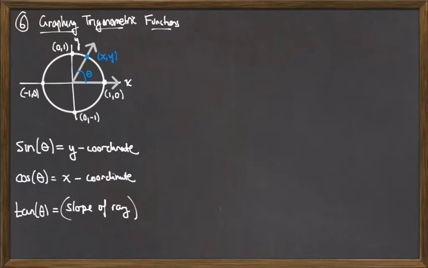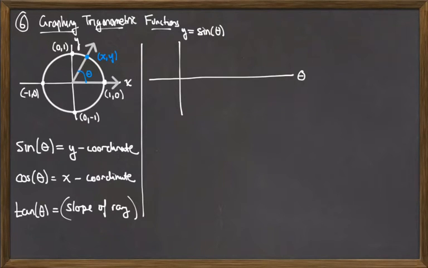What I'd like to do is plot y equal to sine of theta. What that means is on the horizontal axis I will vary my angle theta, and as a result plot the response of the y-coordinate as it moves around the unit circle. So we're going to plot y equal to sine of theta.